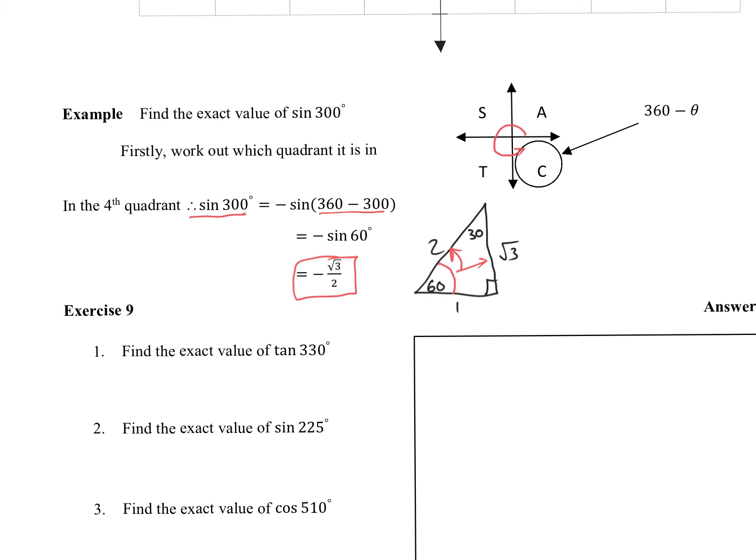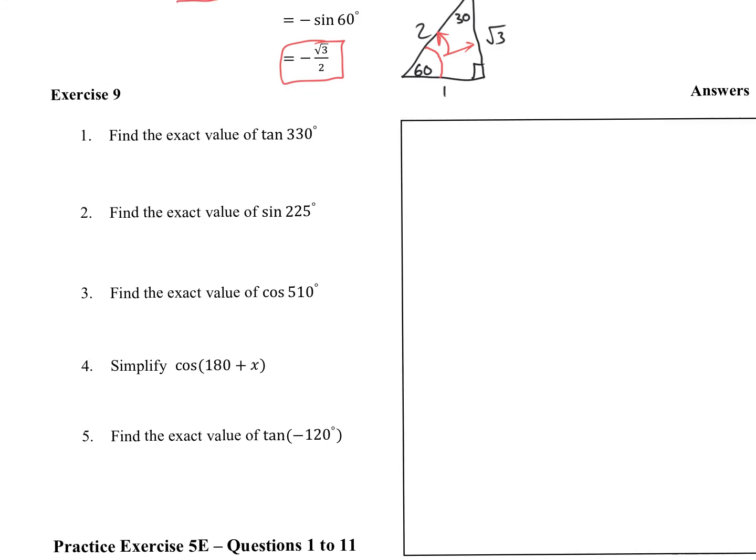Whenever you see exact, because this asks us for the exact value, particularly in trig, think: can I get it to 30, 60 or 45 degrees? Because then I can use one of my triangles. Okay.